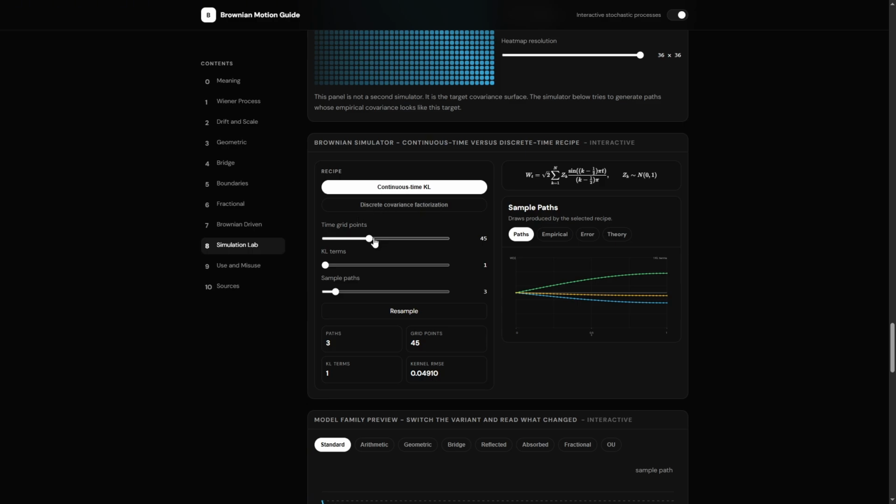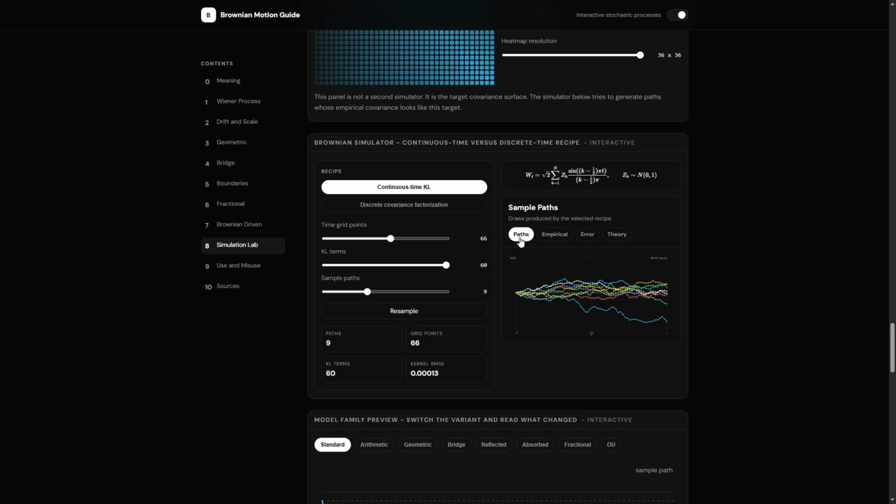That kind of resembles wavelets. Let's increase the KL terms, and as you can see, it more and more resembles the Brownian motion. Here is our error, and here you can see the heat maps, and the theoretical one doesn't change.